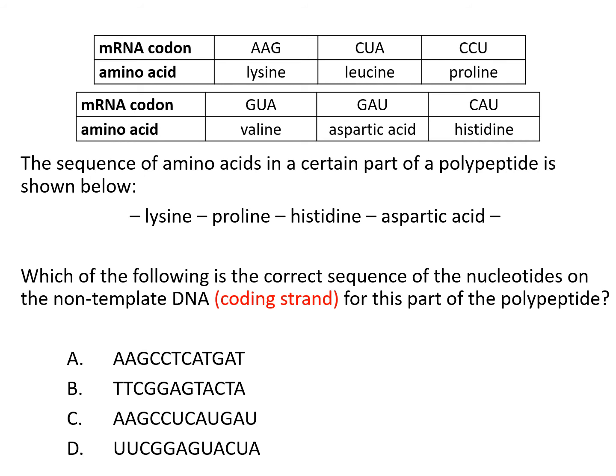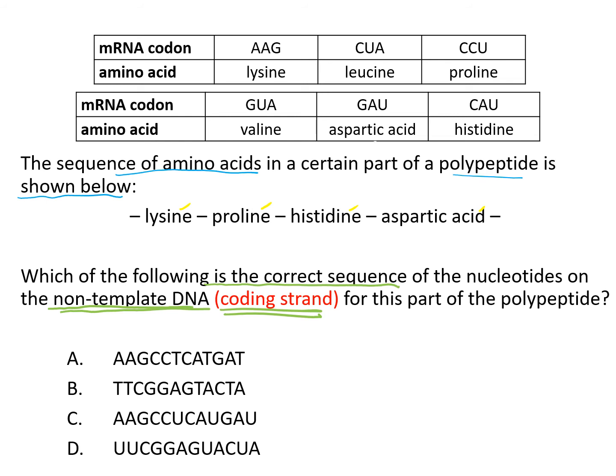Let's do a question to check your understanding. The sequence of amino acids in a certain part of a polypeptide is shown below: lysine, proline, histidine, aspartic acid. So they are different amino acids. Don't worry, you don't need to remember their names and spelling. Which of the following is the correct sequence of the nucleotides on the non-template DNA? That means it's asking you for the coding strand of the DNA.